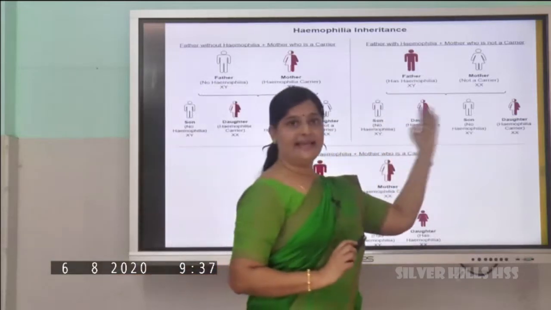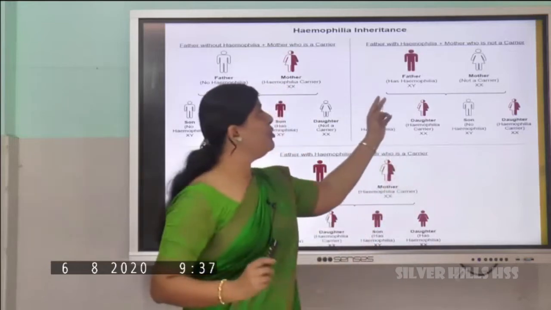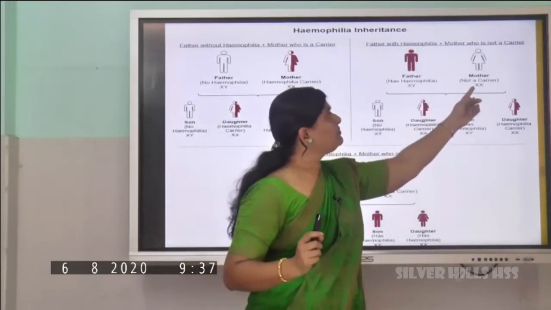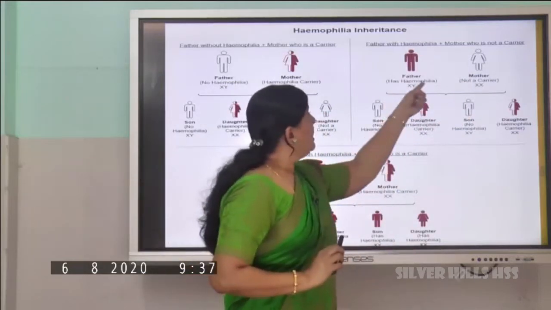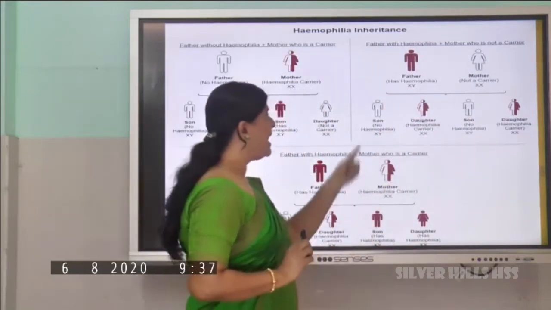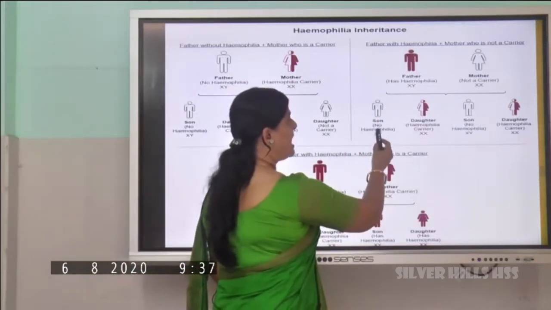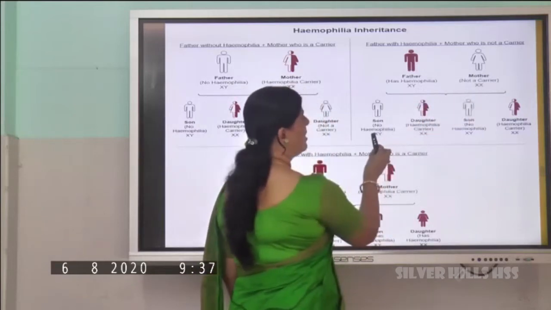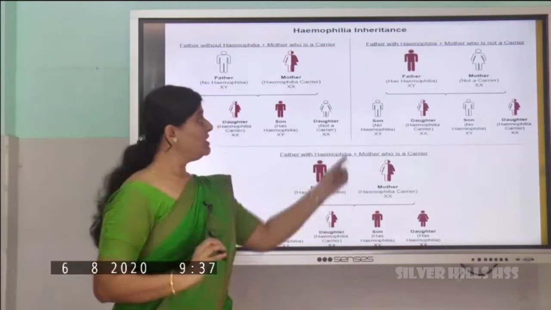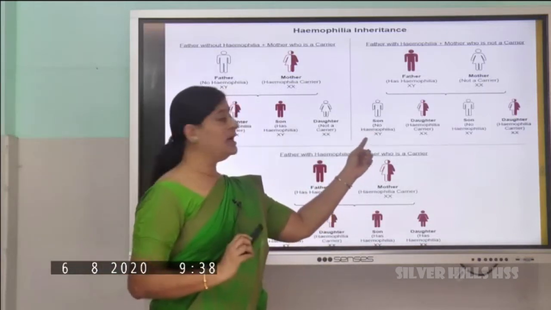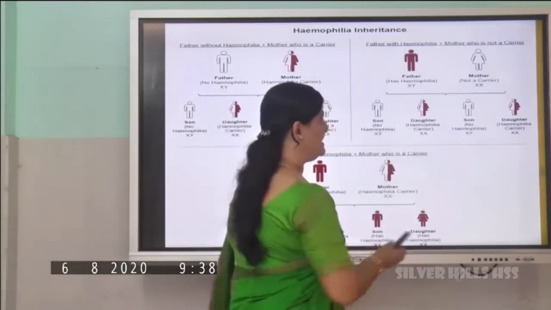The second case, let's take the second case. Here the father is a hemophilic person, right? Father is a hemophilic person and mother is a normal person, right? And in their marriage, suppose they had 4 children, right? And the first condition, just take, it's a son. The son will get this X chromosome from mother and this Y chromosome from father, right? So the son is a normal person, right?